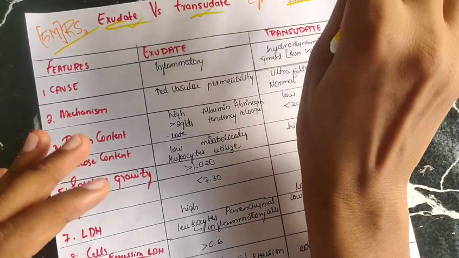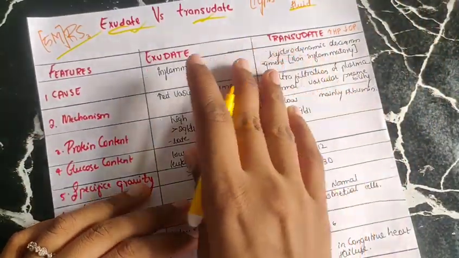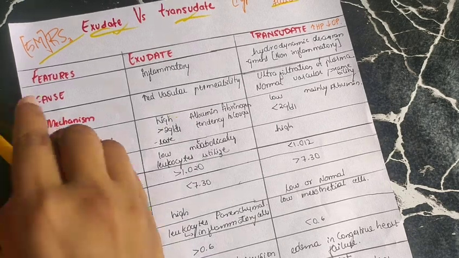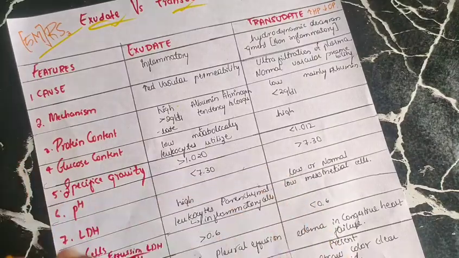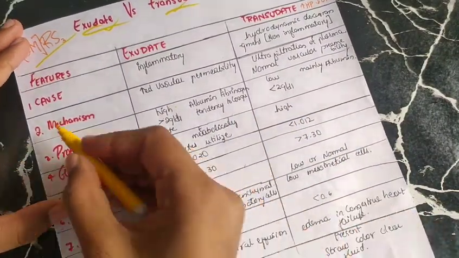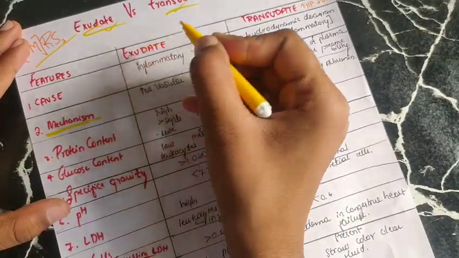This edemal fluid has two types, that is exudate and transudate. We'll see what is exudate and what is transudate. First, you only need to know the mechanism. If you know only the mechanism, everything is damn simple for you. Mechanism means how exudate is formed.